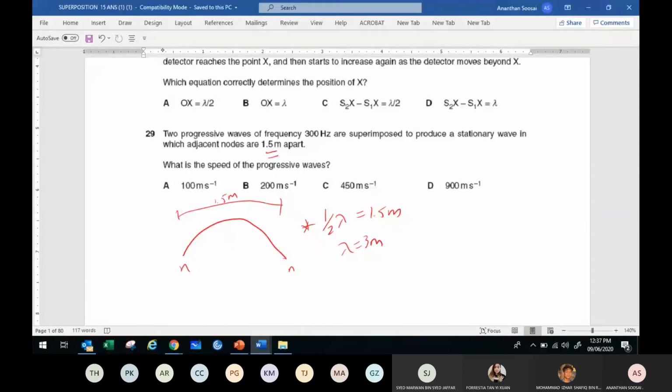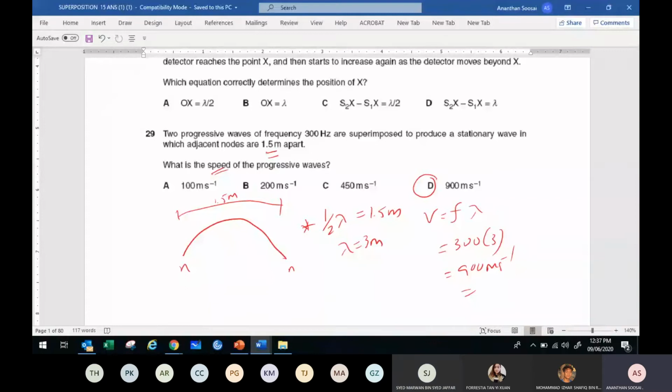Node to node is half wavelength. Okay, so what is the speed of the progressive wave? V equals F lambda. F is 300 and lambda is 3, so it's 900 meters per second. Yes, it's 900, so it should be D. Yeah, the answer is D.